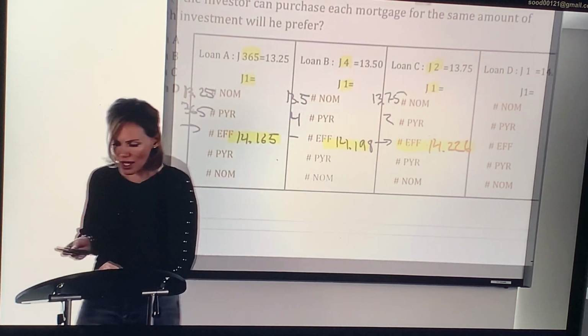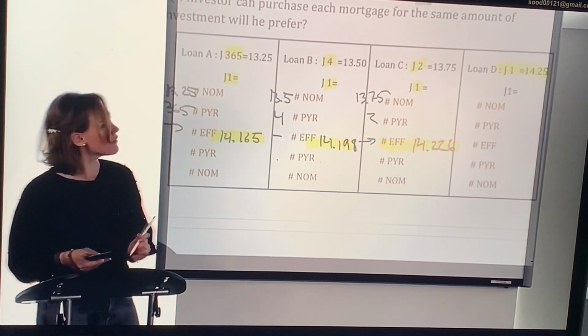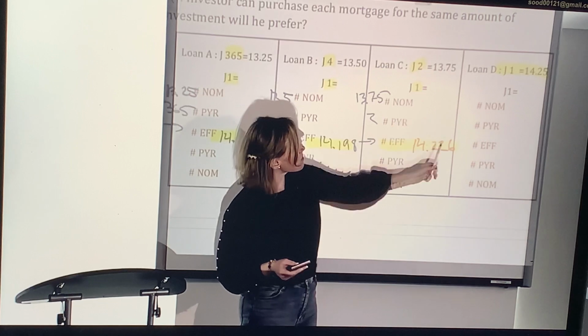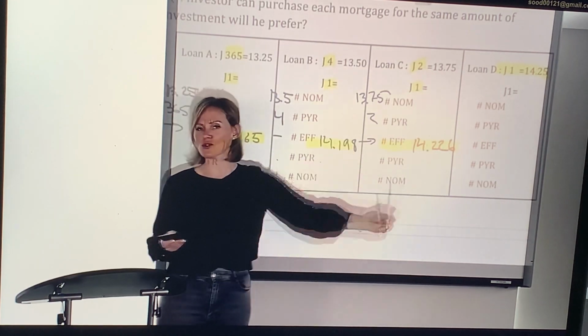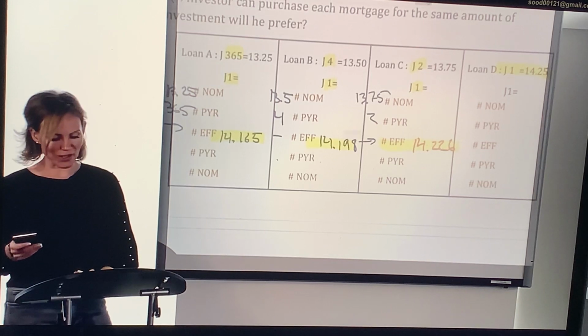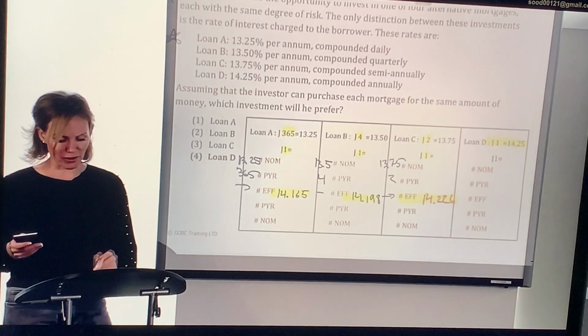And the last one, I already have it done. It's at J1 already, and it's 14.25. So if I look at this option and that option, I can see that that option is the highest out of all of them, because 14.25 is higher than 14.22. Okay, interesting, right? So they made us do all this work, but at the end of the day, the loan D, okay, was the best option for you as an investor.